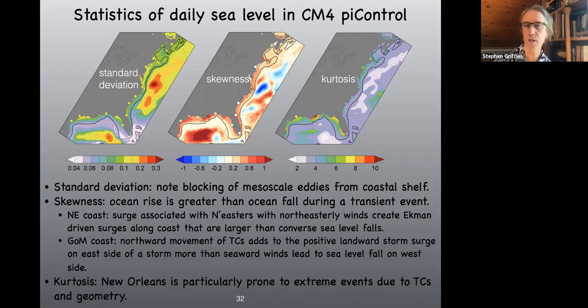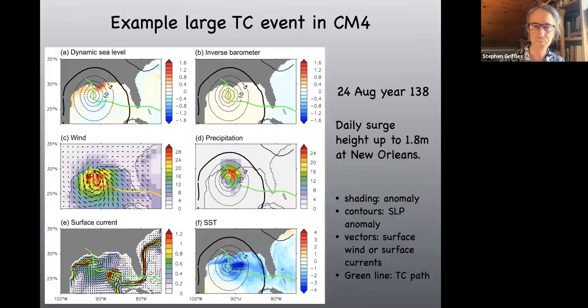Now the kurtosis is, as I said earlier, a measure of the extreme sea level. And as you can see here, the main hotspot for sea level in this model is New Orleans. It's really an unfortunate sort of perfect storm of geometry and coastal morphology that leads to this positive kurtosis of New Orleans in this particular way. And I think the people that live down there, including lots of my family, have no pretense that they're living in a safe zone in regards to sea level and climate change.